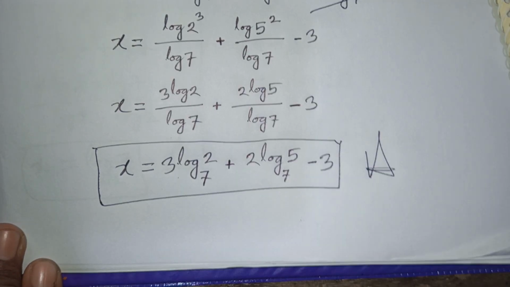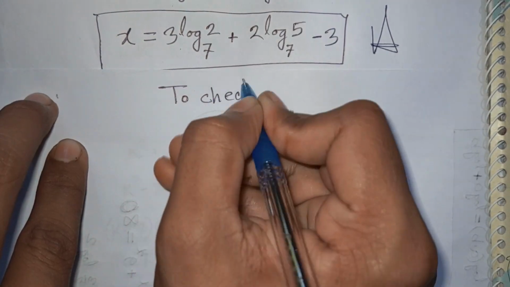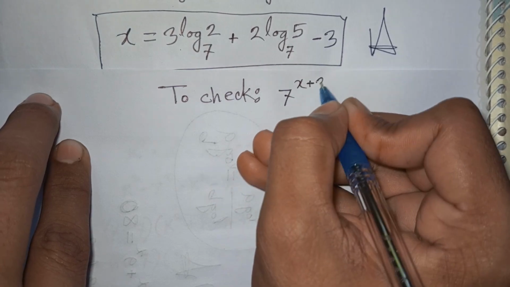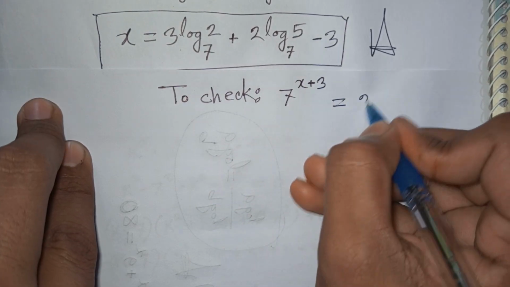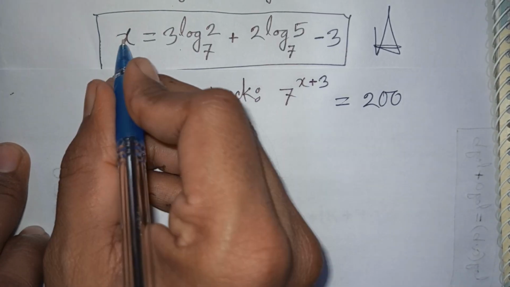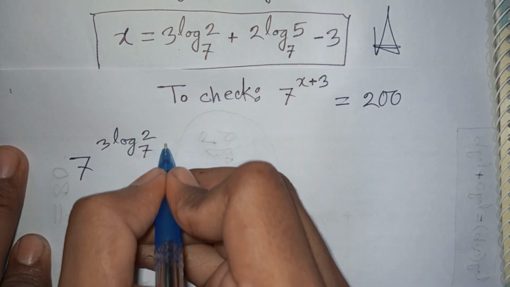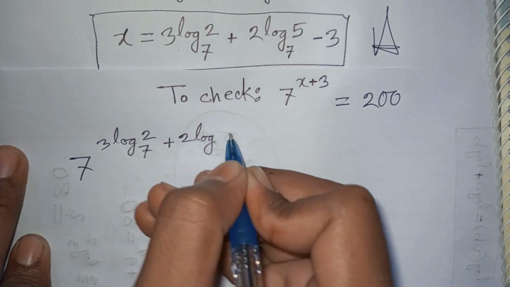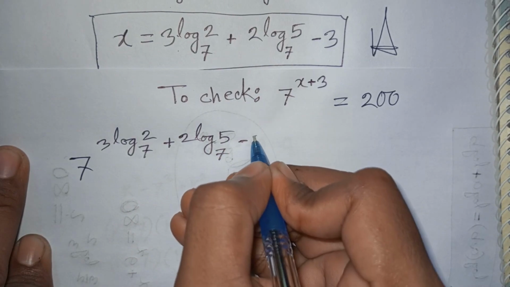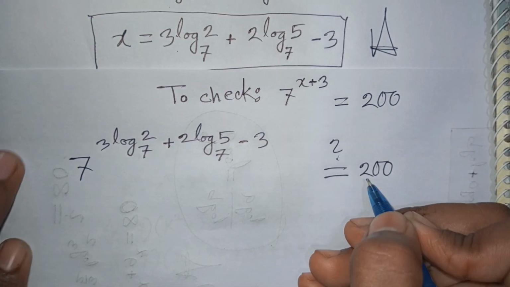Now to check our equation, 7 power of x plus 3 is equal to 200. Now 7 power of x, that means the value of x is 3 log 2 base 7 plus 2 log 5 base 7 minus 3. Is it equal to 200?